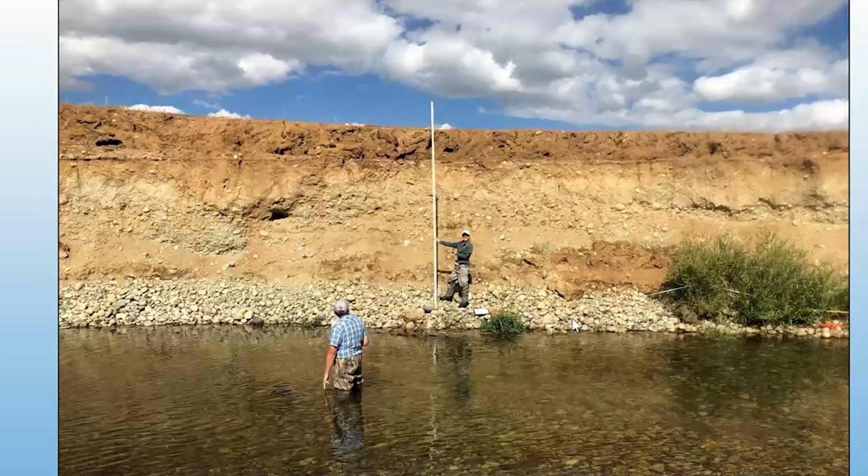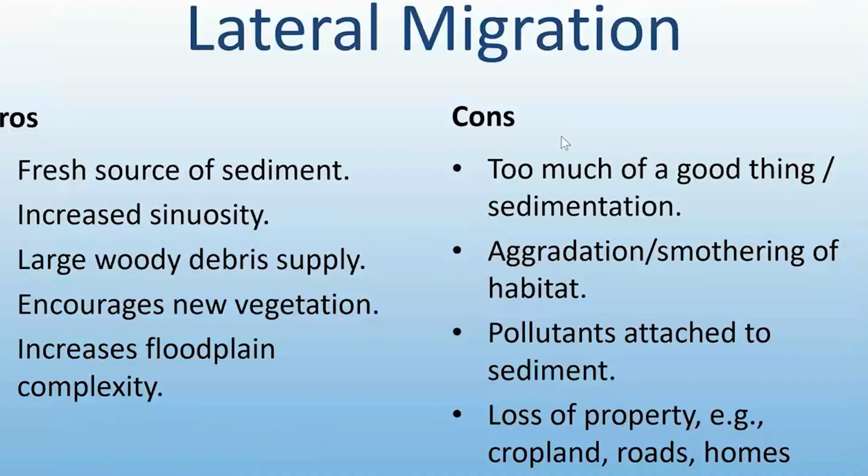All right, so 2 more parameters before we're done. The next is lateral migration, and then we'll end with riparian vegetation. How do you like that for a cut bank? That's pretty big cut bank there. And just want to acknowledge the processes for lateral migration.